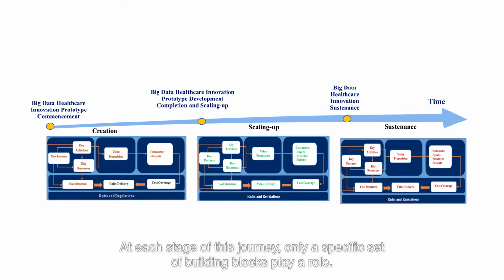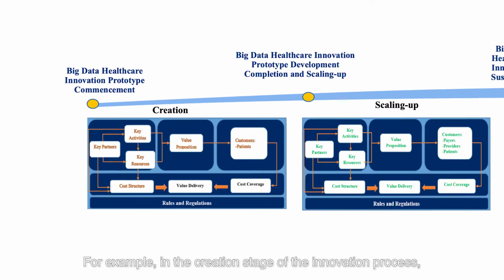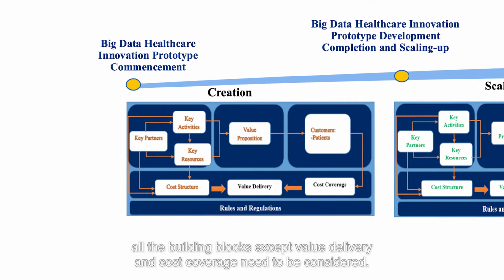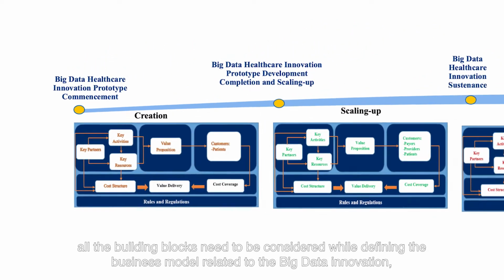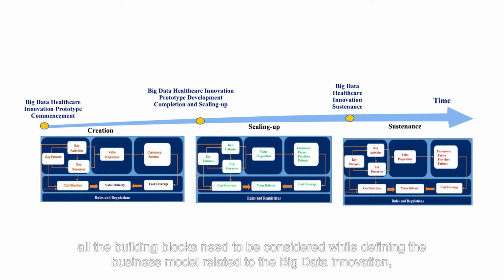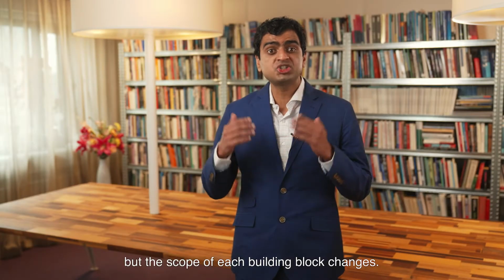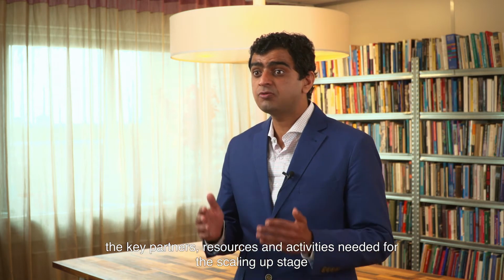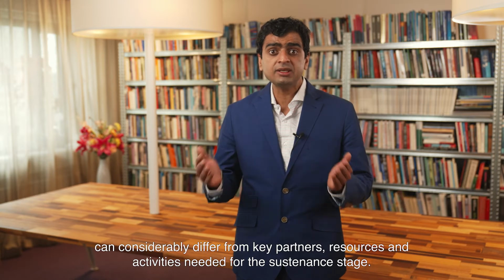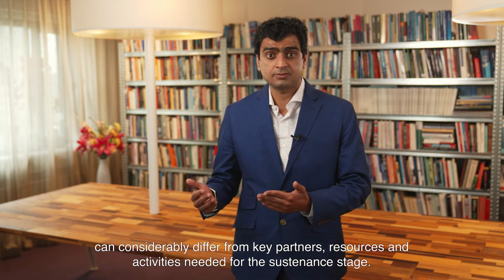At each stage of this journey, only a specific set of building blocks play a role. For example, in the creation stage of the innovation process, all the building blocks except value delivery and cost coverage need to be considered. During later stages, all the building blocks need to be considered while defining the business model related to the big data innovation. But the scope of each building block changes. For example, the key partners, resources, and activities needed for the scaling up stage can considerably differ from key partners, resources, and activities needed for the sustenance stage.